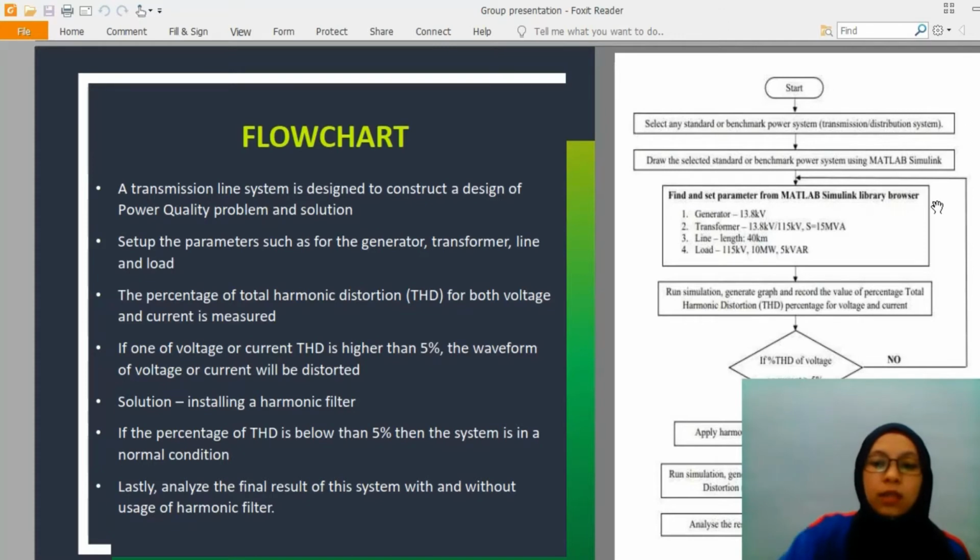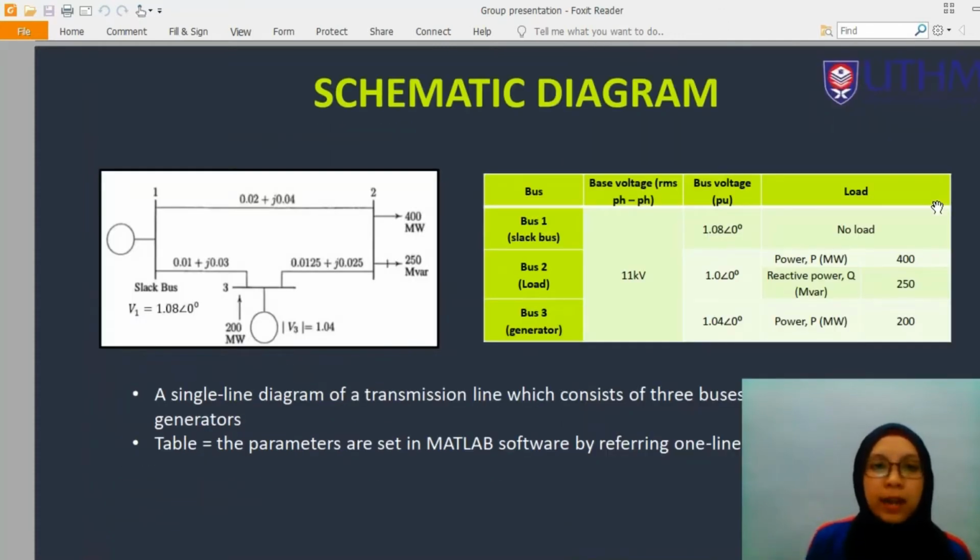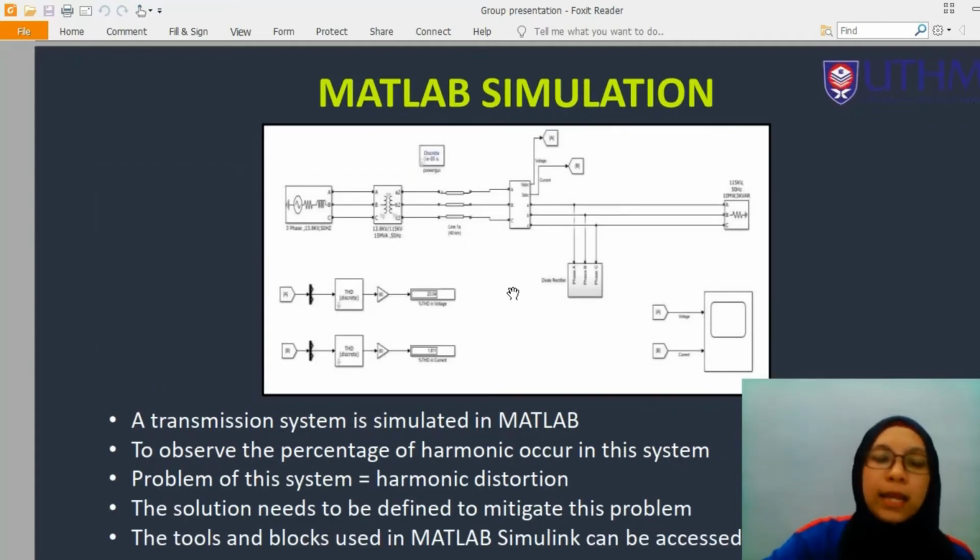Next, I will explain the schematic diagram. So the single line diagram of the transmission line consists of 3 buses and 2 generators. This table below shows the parameters that are set in the MATLAB simulation by referring to the one line diagram. So next is the MATLAB simulation.